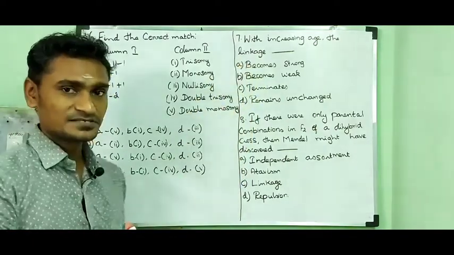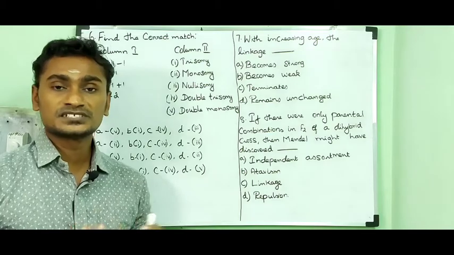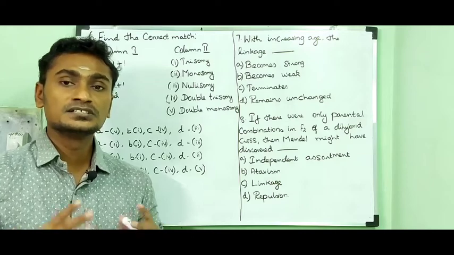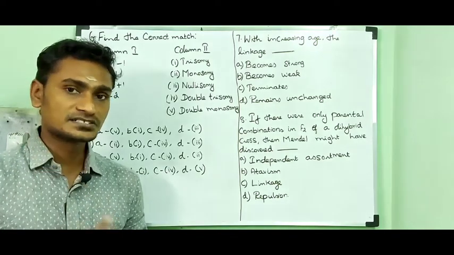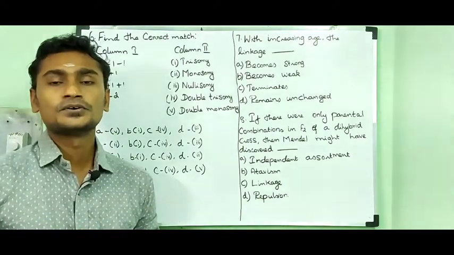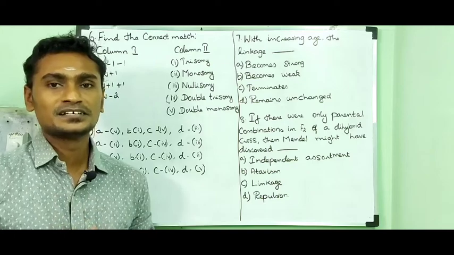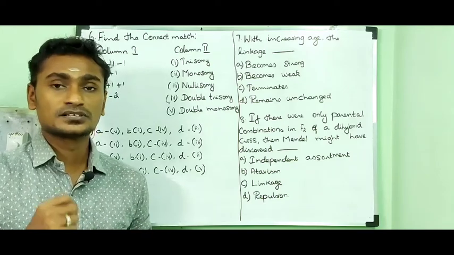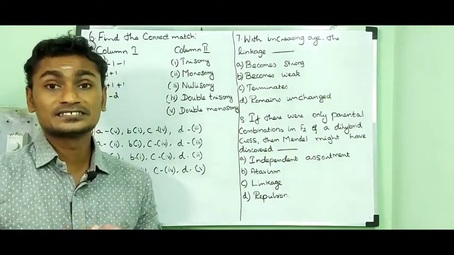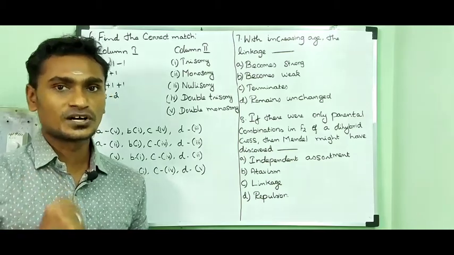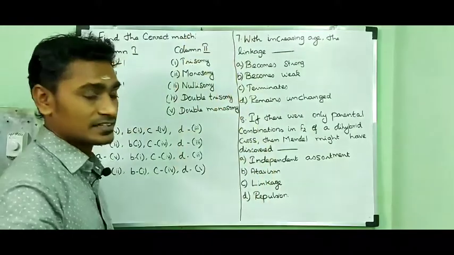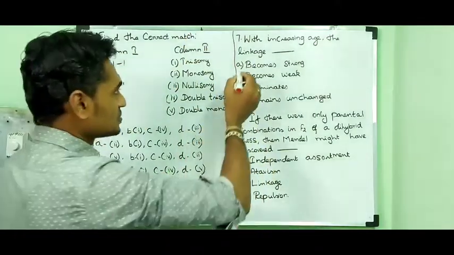So linkage means genes present on the same homologous chromosome, and that condition is called linkage. Linked genes remain together for more than two generations. The linkage is then said to be complete linkage or perfect linkage, and that bonding becomes so strong with increasing age.